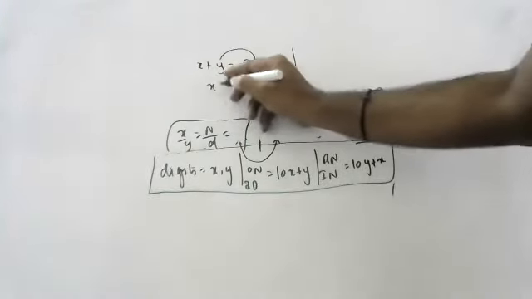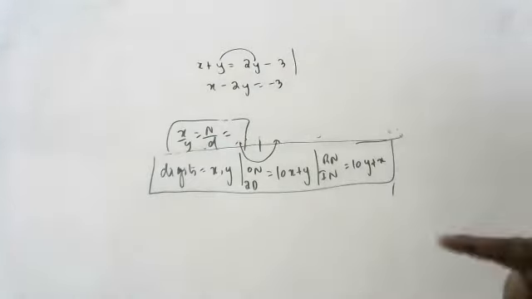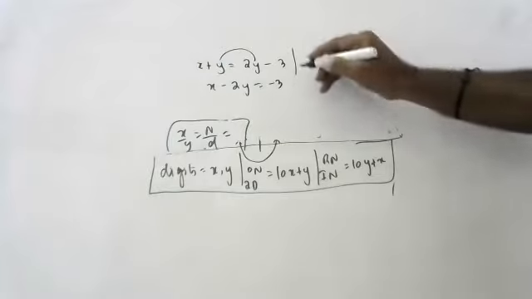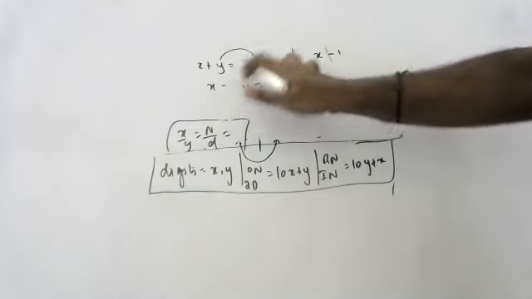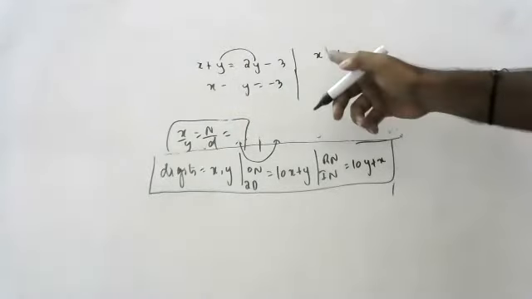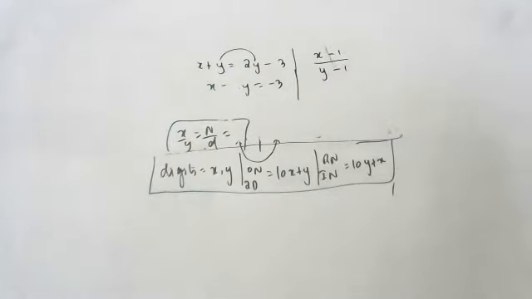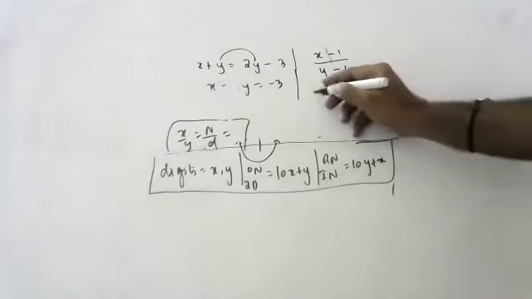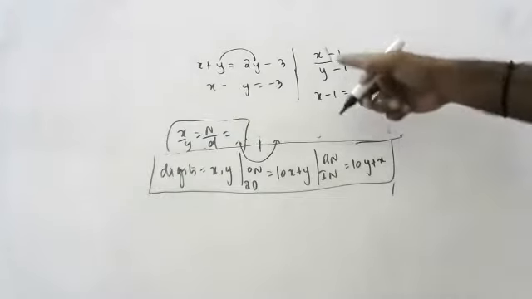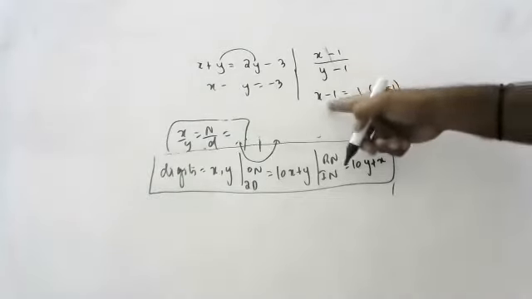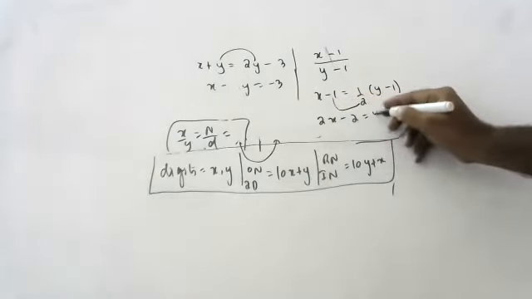If you bring this over, x minus y is equal to minus 3 is one equation. And then if numerator and denominator are decreased by 1, numerator becomes half the denominator. So what is the equation, children? 2x minus 2 is equal to y minus 1.